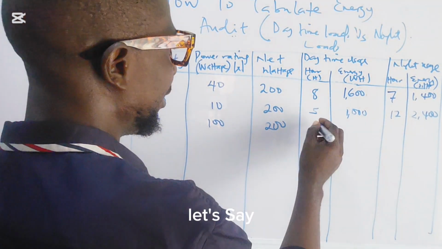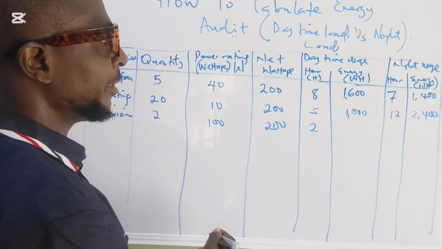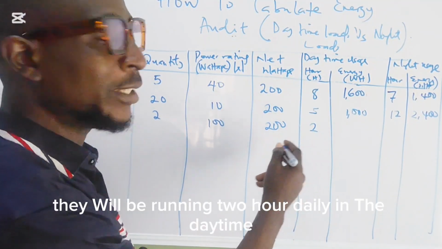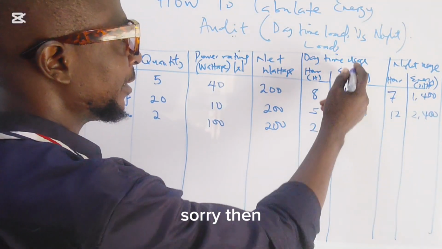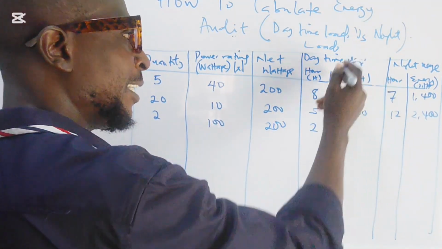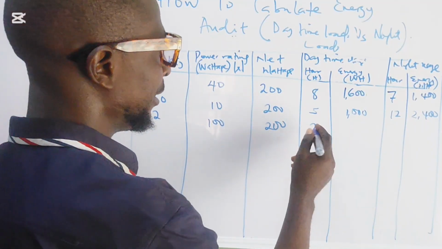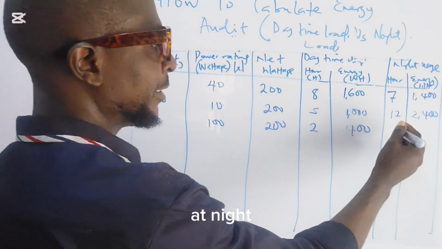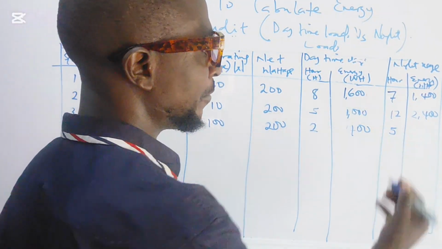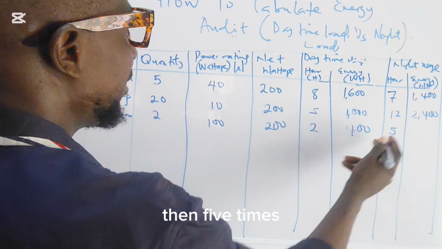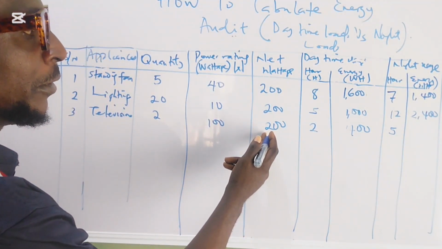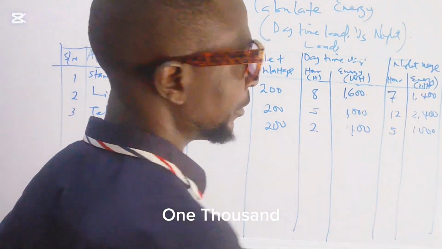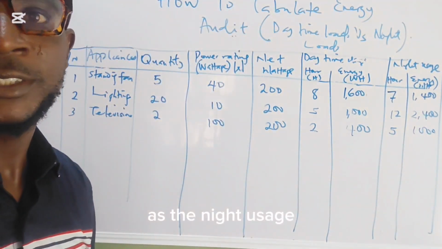Daytime uses, let's say 2 hours. Sorry, this is the running hour, 2 hours. They will be running 2 hours daily in the daytime. Then the energy, which is the daytime usage, this times this will give us 400. Then let's say at night, they will work for 5 hours. Then 5 times 200. Hope we are getting it. So this gives us 1000 as the night usage.